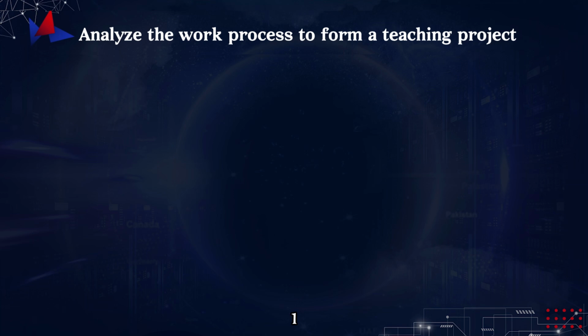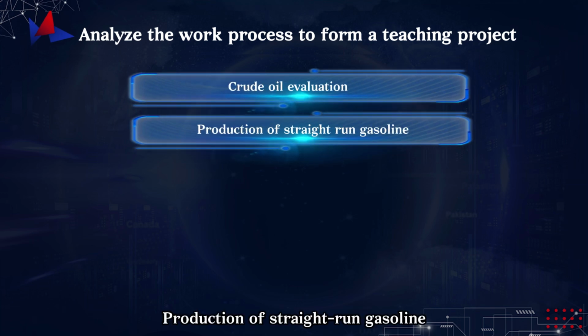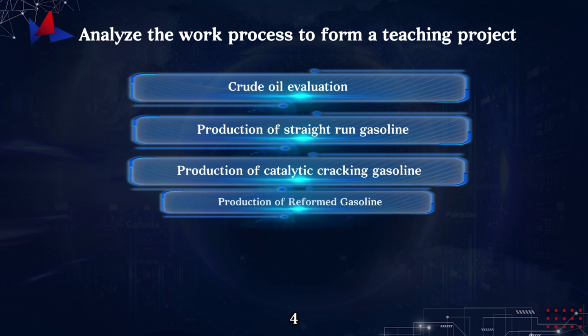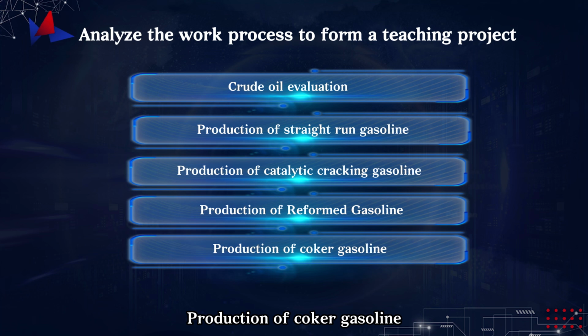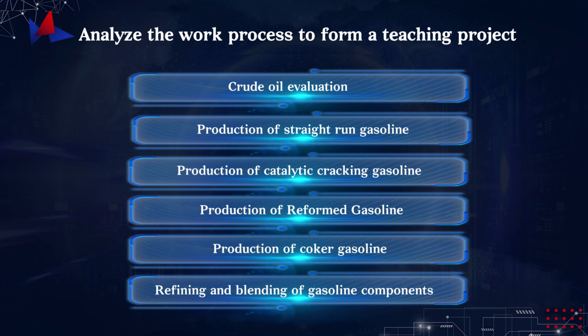Respectively, 1. Crude oil evaluation. 2. Production of straight-run gasoline. 3. Production of catalytic cracking gasoline. 4. Production of reformed gasoline. 5. Production of coker gasoline. 6. Refining and blending of gasoline components.